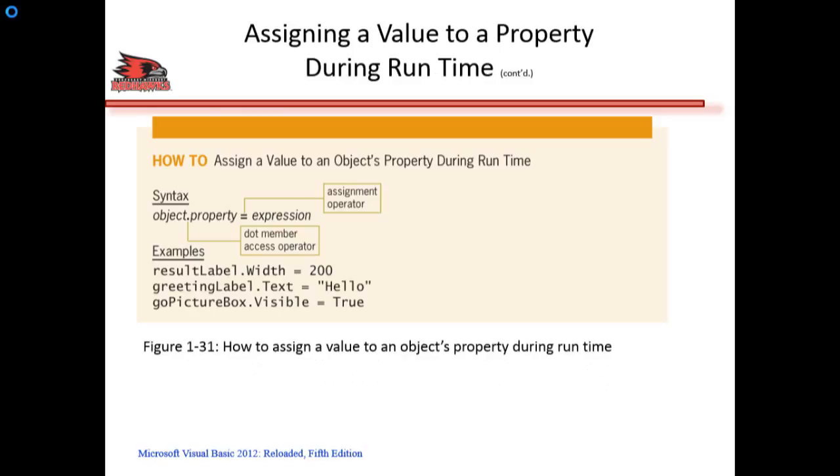So here's some how-tos and the correct syntax, starting with the object, then the dot member access operator, or basically the dot, and then whatever property you want to change in runtime, and then the expression. It can be like if you want to change the width, it can be some number. If you want some text to show, or if you want something to be visible, stuff like that.